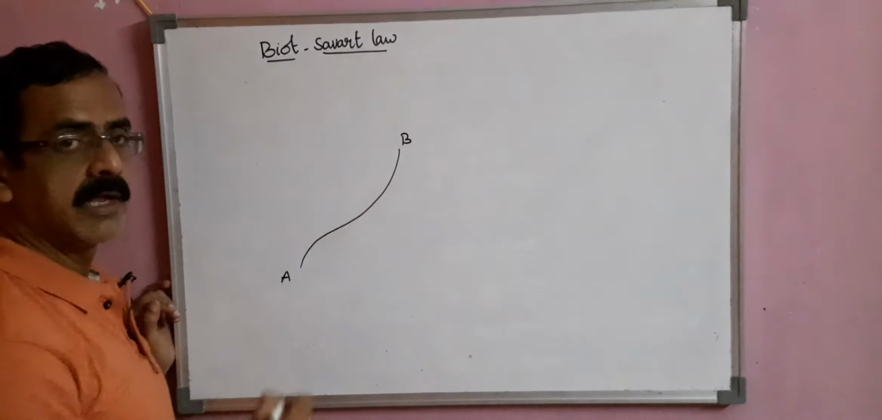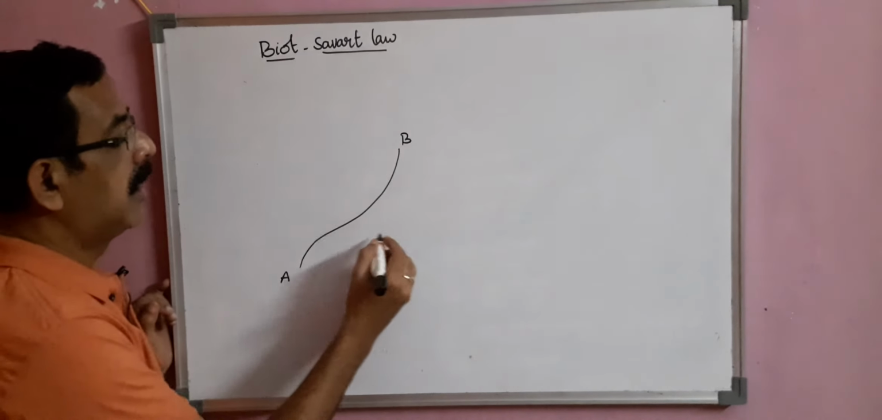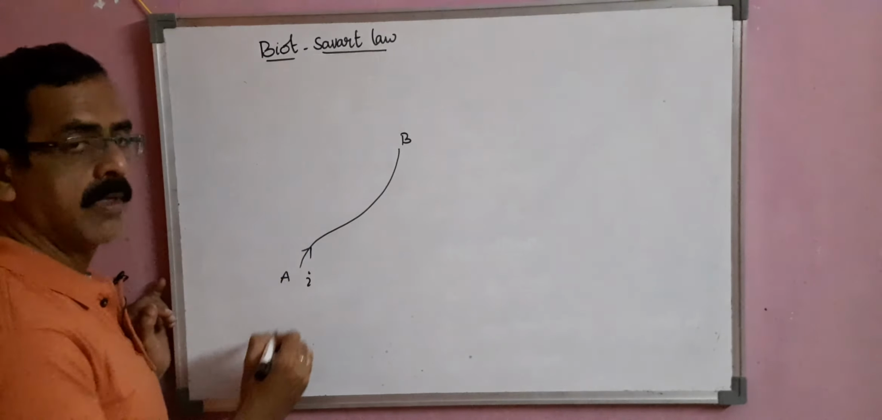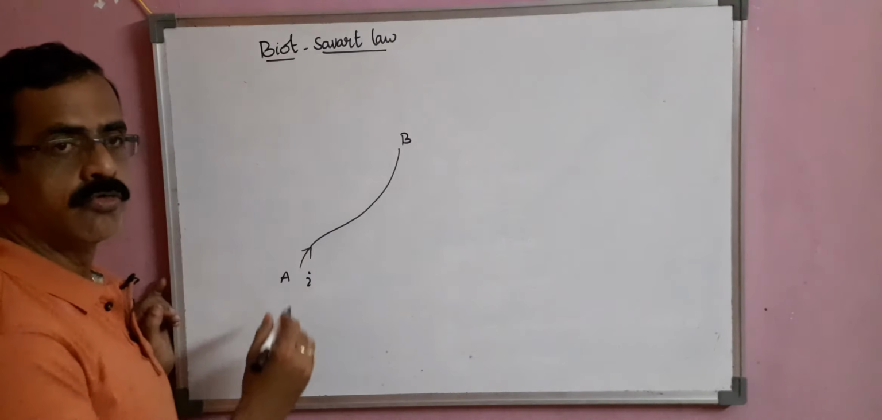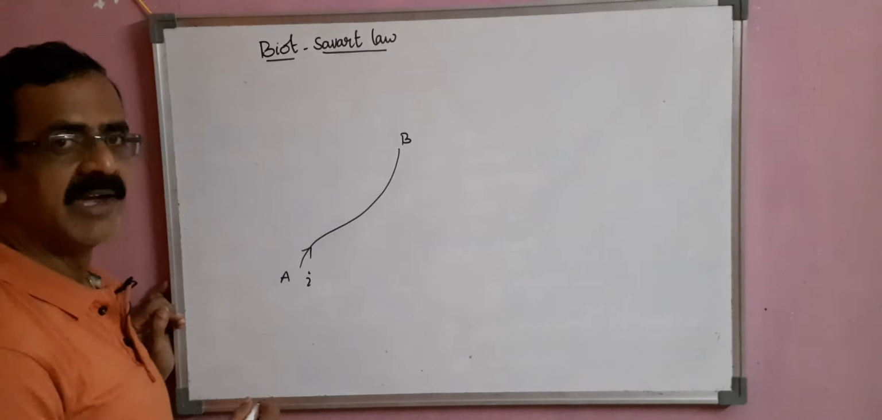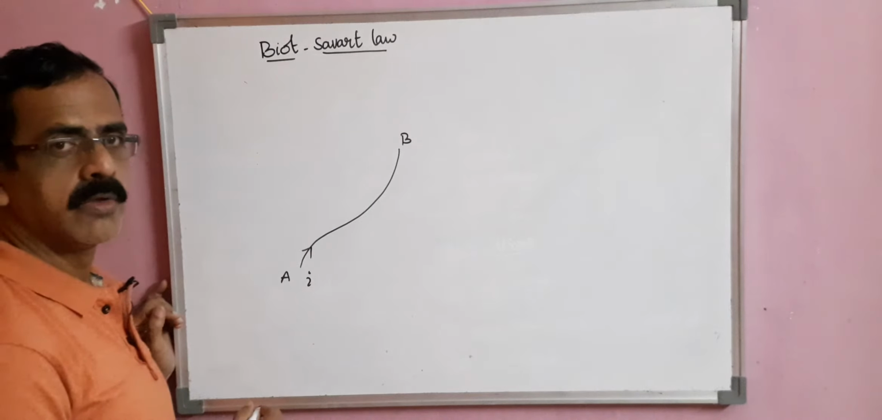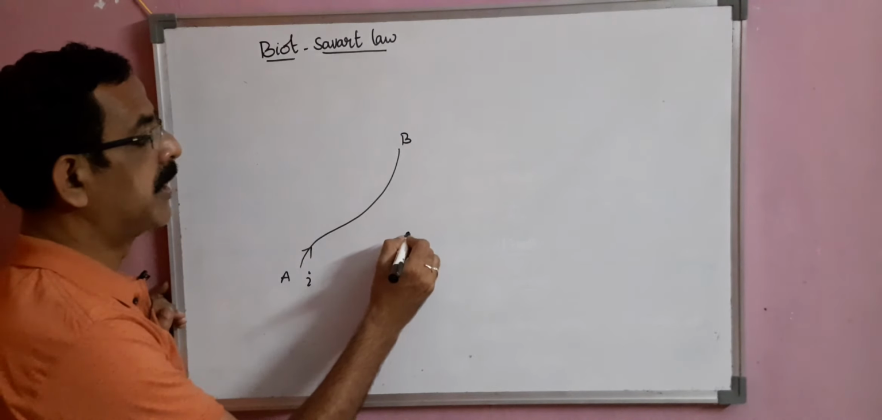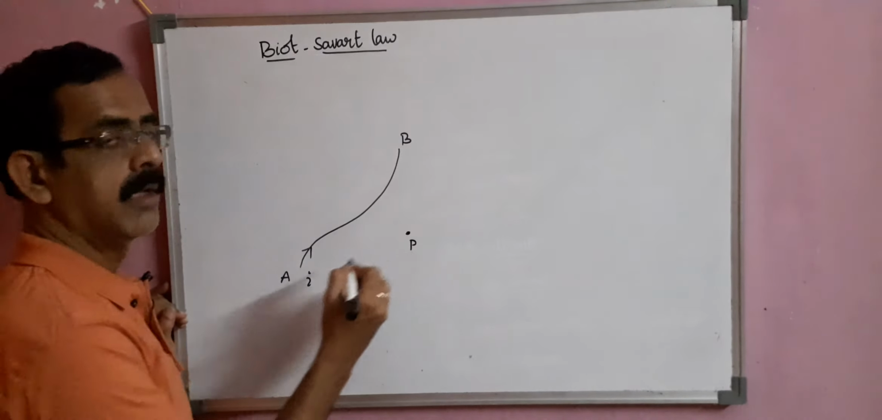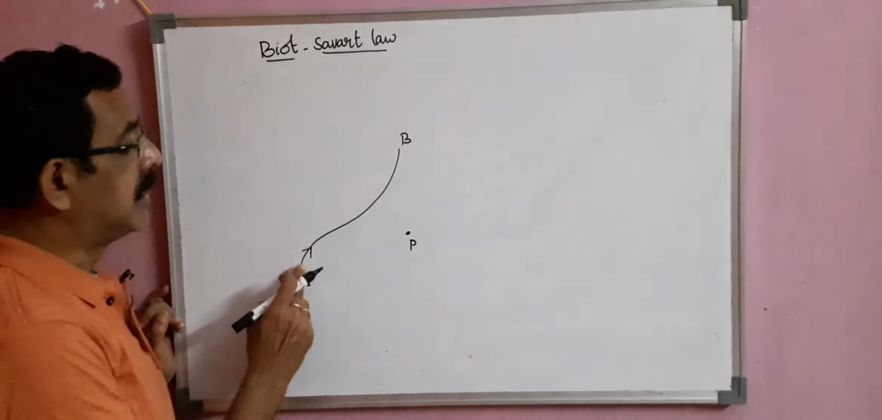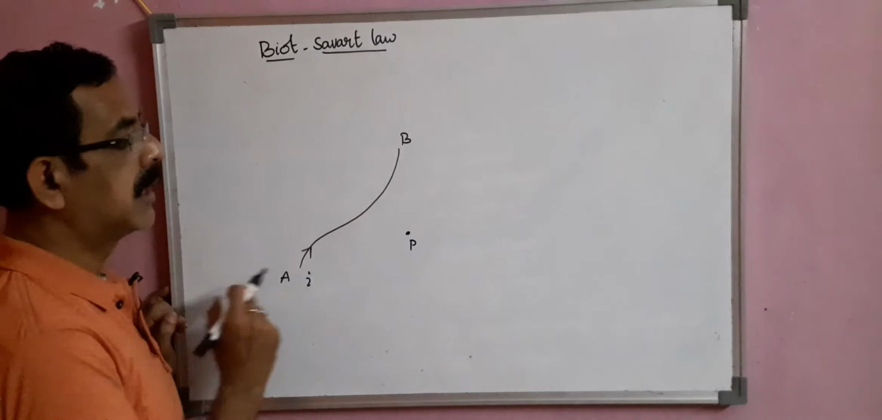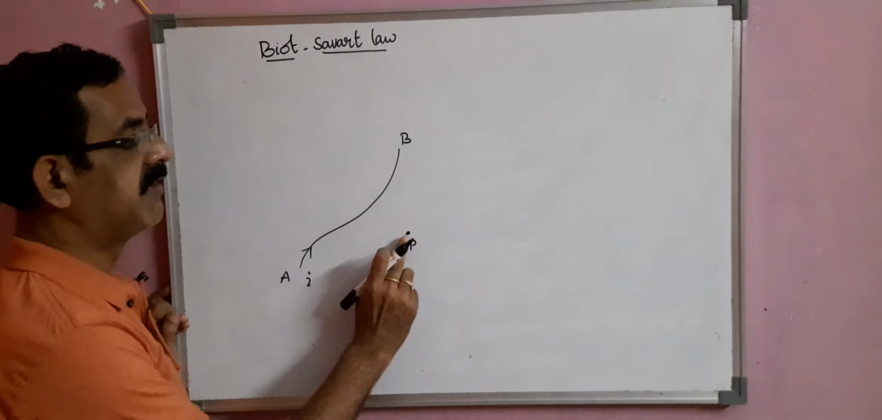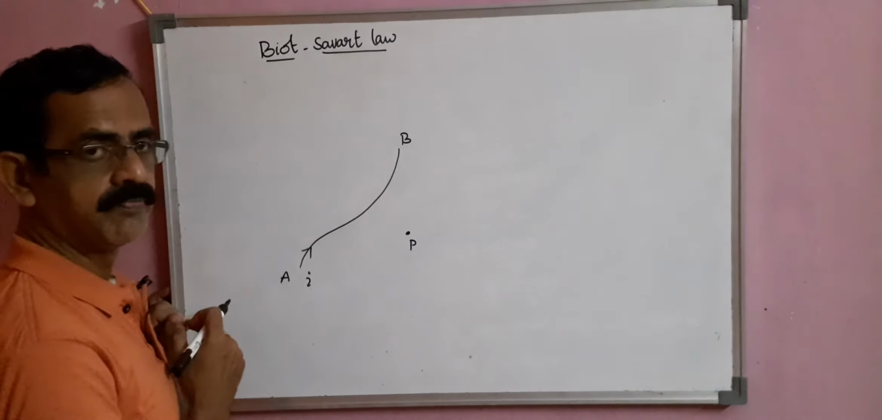AB is a conducting wire through which a current I is flowing. Whenever the current is flowing through this conductor, a magnetic field is produced. Now we have to calculate the magnetic field at this point P. Current I flows through this conductor and we have to calculate the magnetic field at this point P.